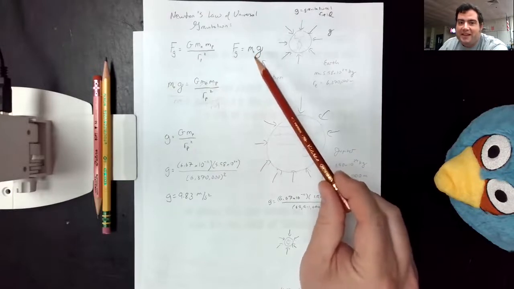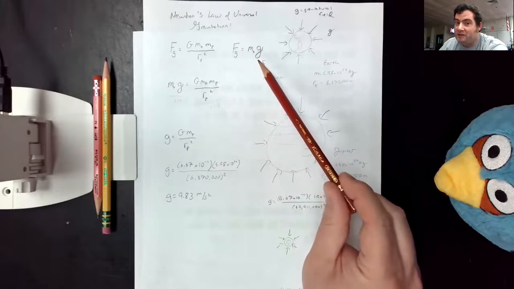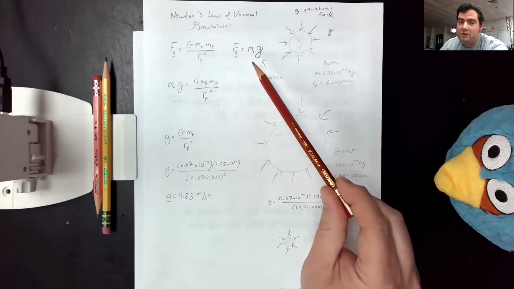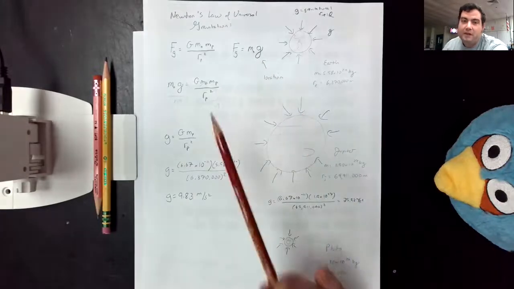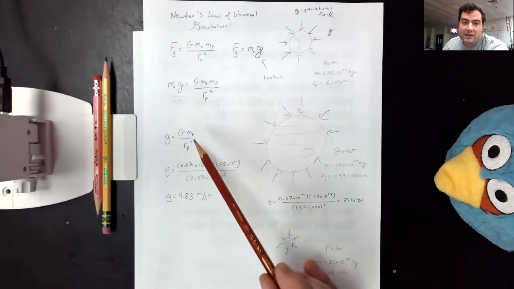So this equation is not just valid for Earth. It's valid for everywhere, as long as we either find what little g is experimentally, like Newton did using the moon, or we did using the Angry Bird, or if we calculate it using this equation and the mass of the planet and the radius of the planet.